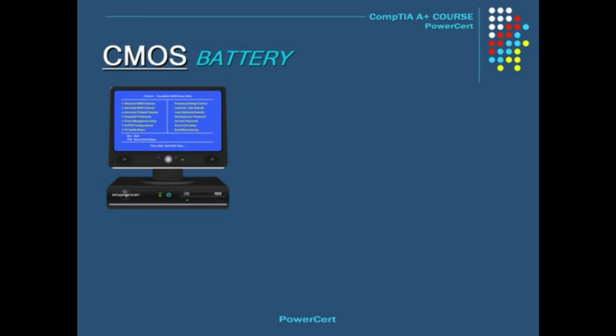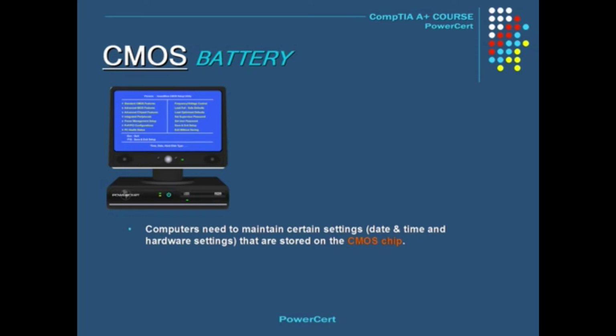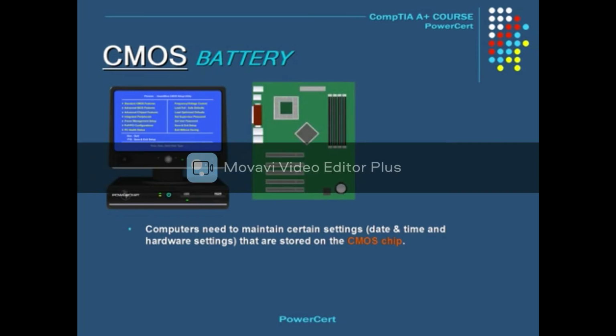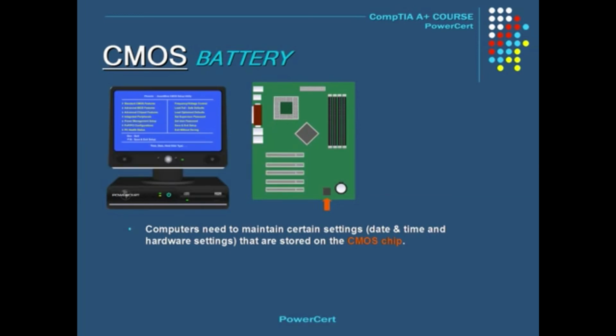After a computer is turned off, and if the power cable is unplugged, the computer needs to maintain certain settings, such as the date and time and hardware settings. And these settings are stored on the motherboard in a special chip called a CMOS chip. CMOS stands for Complementary Metal Oxide Semiconductor. And in order for the CMOS chip to maintain these settings, it needs a battery. This battery is called the CMOS battery.